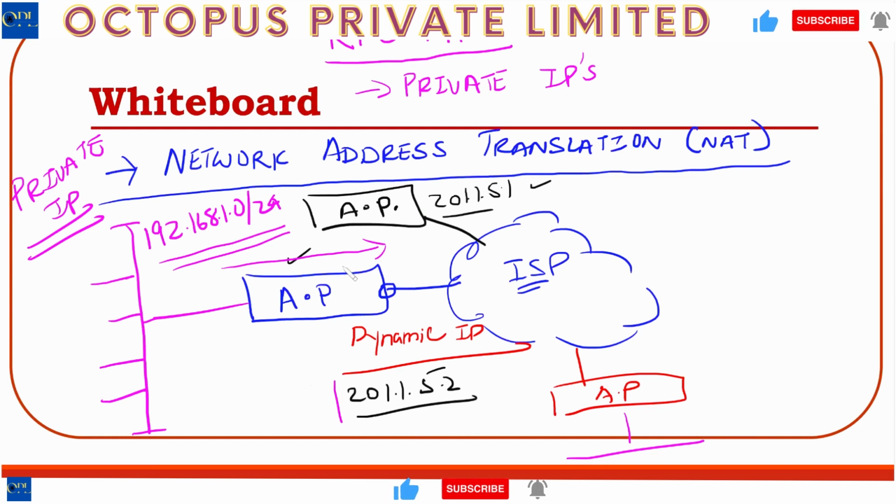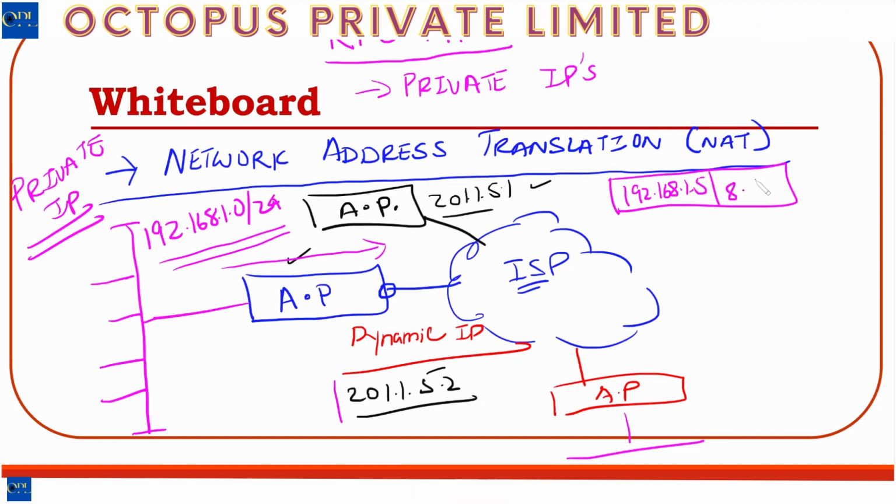So for example, I have a Class C address over here, 192.168.1.0. The entire network, which could host up to 254 hosts, was assigned to this internal network. But as soon as it wanted to go to the internet, because this address was banned from being used on the internet, the AP had to translate that address to its public address. Let's say its public address at that point was 201.1.5.2. When the packet came in, it would have a source address of 192.168, let's say 1.5, going to some server on the internet.